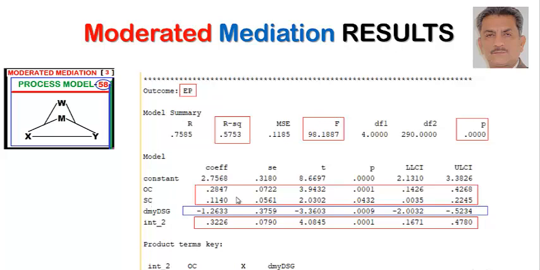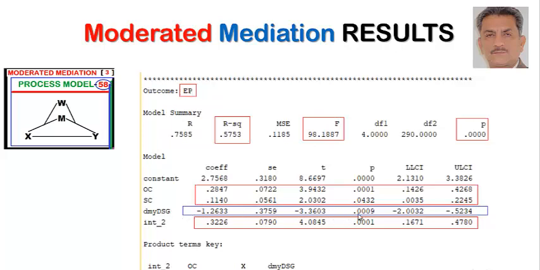Second is self-confidence. It is also positively affecting employee performance with a coefficient of 0.114. The t-score is also greater than 1.96. The p-value is also significant, 0.04, less than 0.05, therefore significant. Likewise, the lower and upper limits of the confidence interval are also significant. So self-confidence is also contributing to the variation in employee performance.